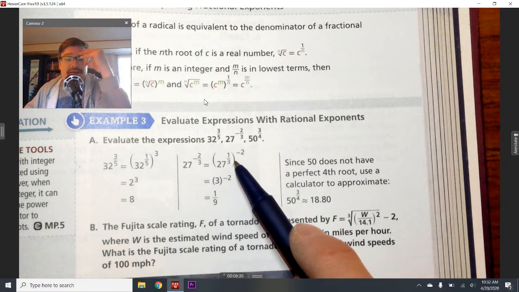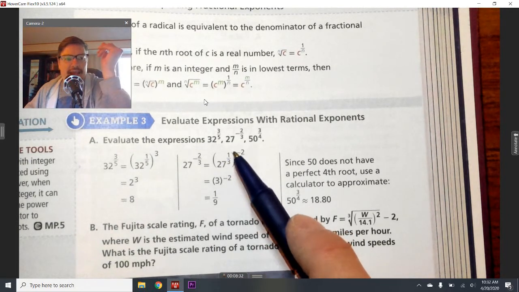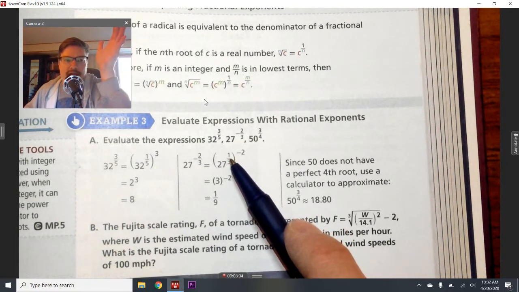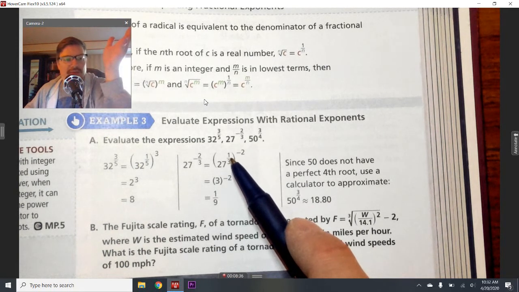Now here's where this is different. This is a negative exponent, and you might have forgotten what a negative exponent does, but it's a very simple thing.